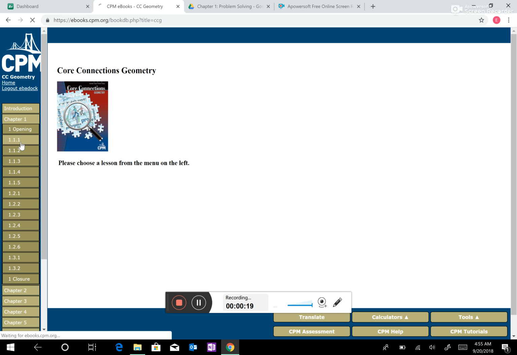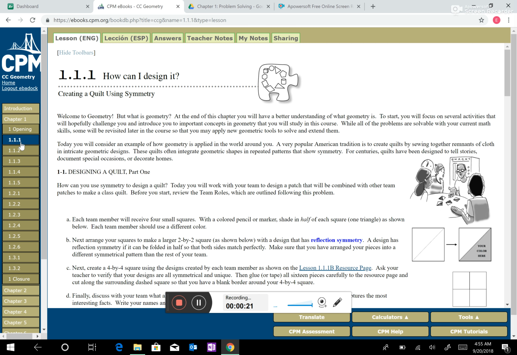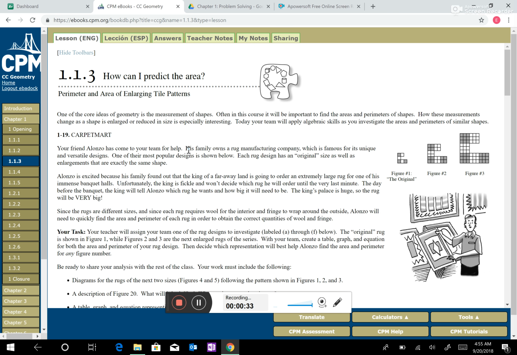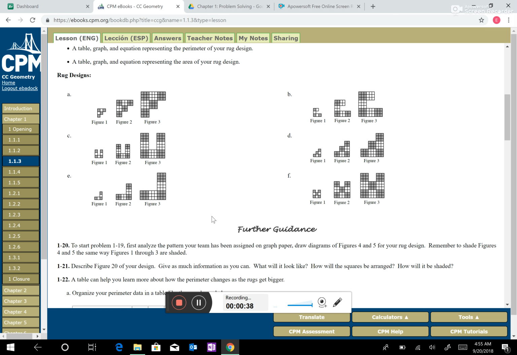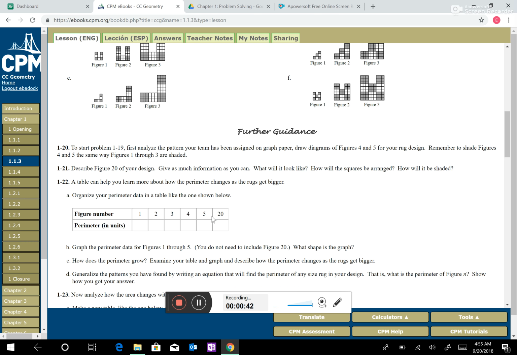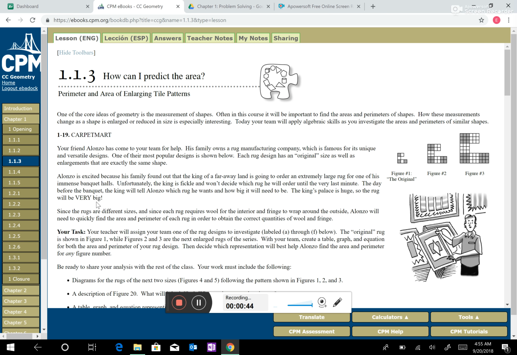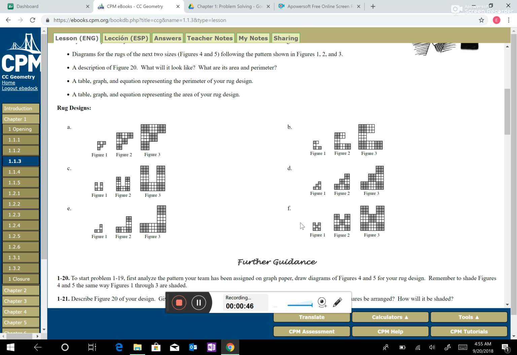So if you remember, chapter 1.1.1 was just the quilt thing. That was just talking about symmetry and introducing that to us. We skipped 1.2. And then we started diving into more of the math in 1.1.3, where we talked about different patterns. You guys had to go through here and continue the patterns and just start to understand what was going on there. There's really not going to be any questions about patterns or designs on your team test.